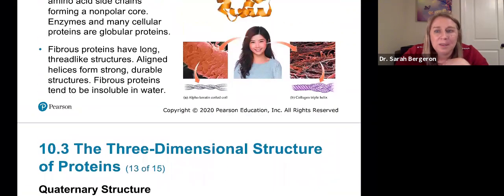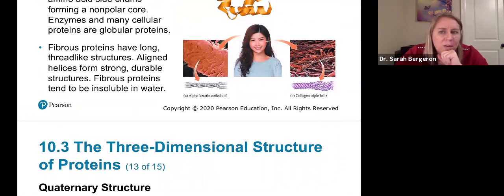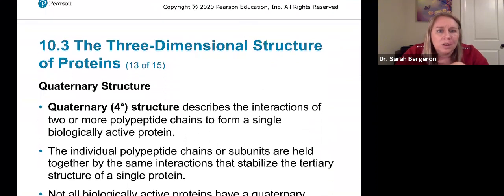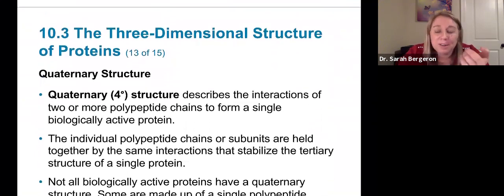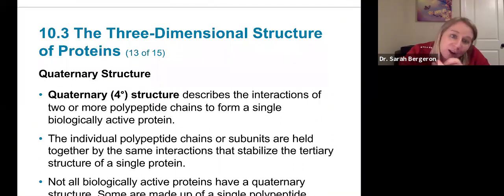All right, and they tend to be, your hair, your skin, they're very durable. They're very tough structures. So we talked about primary is the sequence, secondary is the interaction of the backbone, tertiary is the interaction of side chains to create an overall three-dimensional shape. Now we have to talk about quaternary structure.